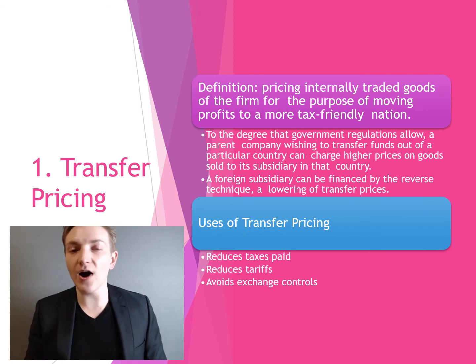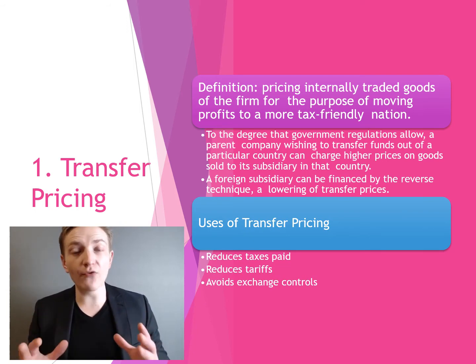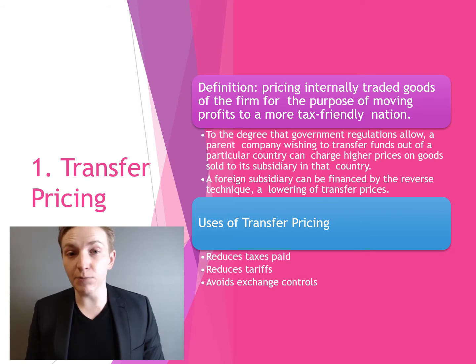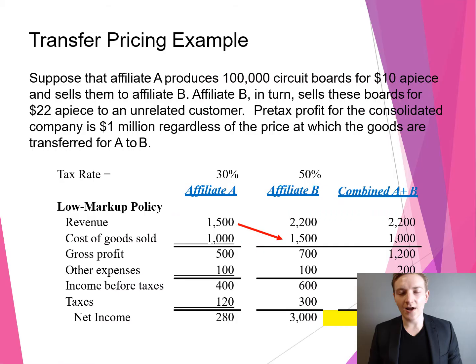But it's important to know how this operates so that we know why regulators have become so concerned about transfer pricing and the implications that it might have. Now let's see how transfer pricing works. Suppose we have two affiliates for a multinational, A and B. Both of these are wholly owned by the parent company.